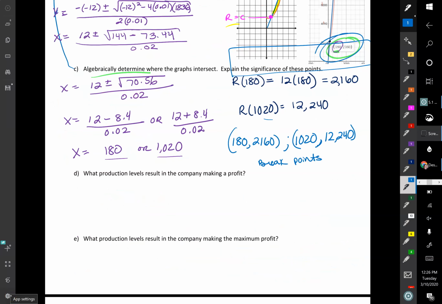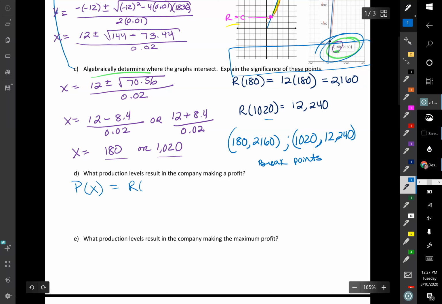The next part here, part D, what production levels result in the company making a profit? So we have figured out from above what the break-even points were by setting the equations equal to each other. Well, profit's similar. We would just subtract them. P of x equals R of x minus C of x, and make sure you use parentheses when you plug in a function.